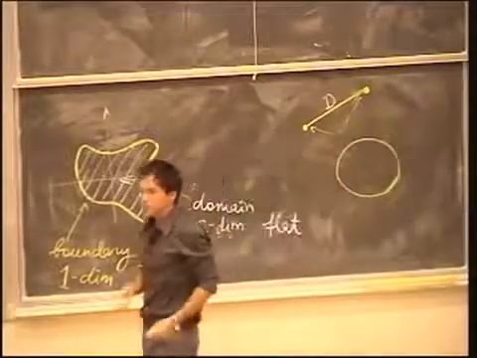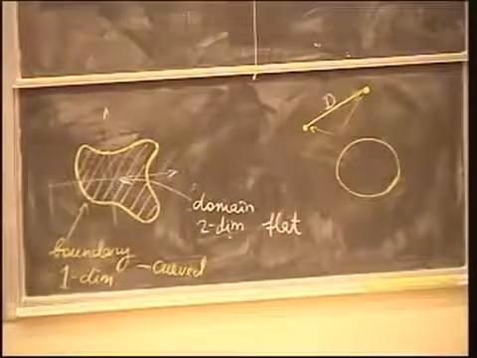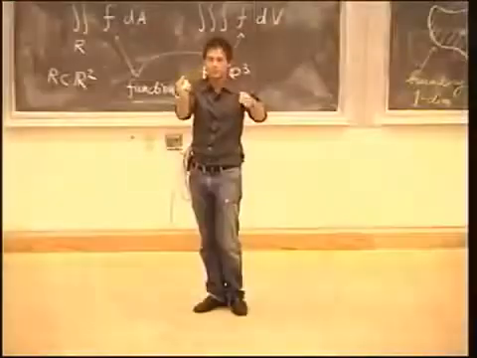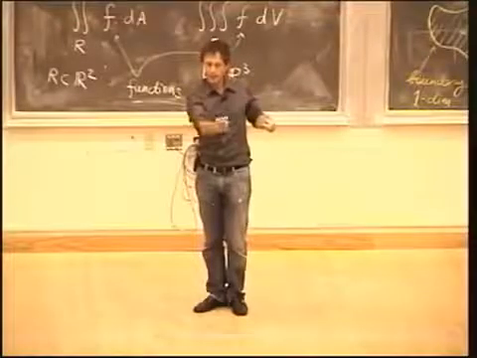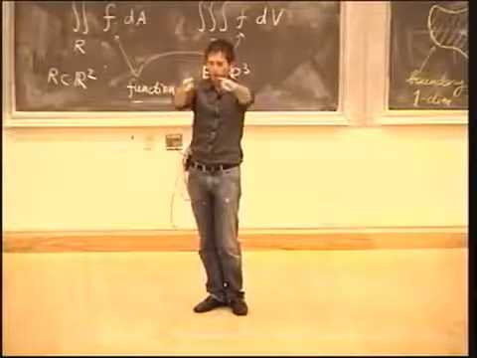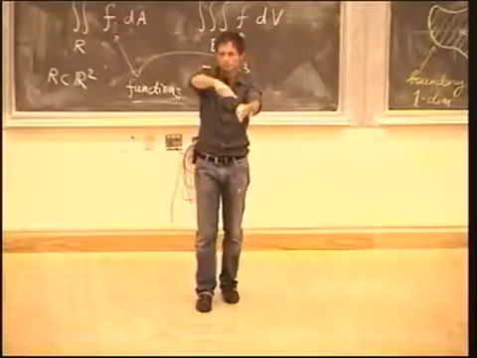Likewise, a sphere also has no boundary, or has empty boundary. But if you take the upper hemisphere, for example, the upper hemisphere has a boundary, which is a circle, right? So the upper hemisphere is like a dome. And the dome has a boundary, which is a circle.